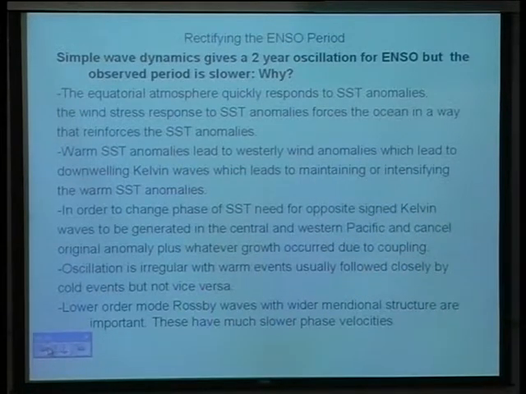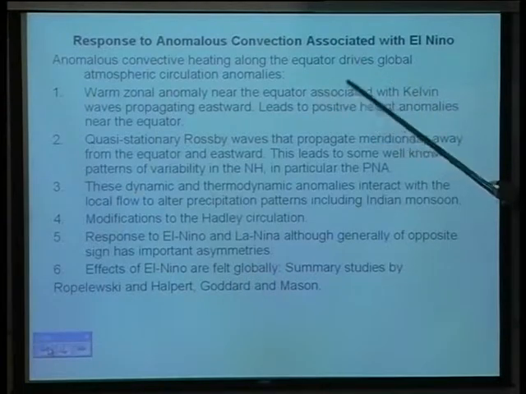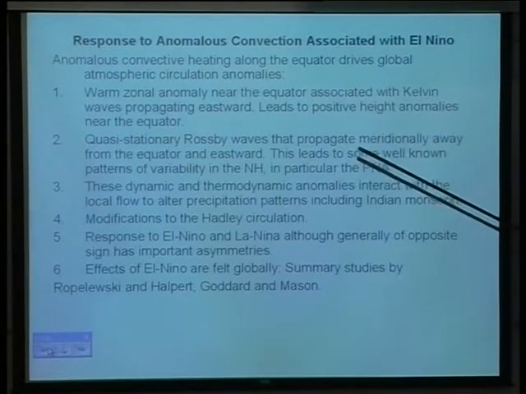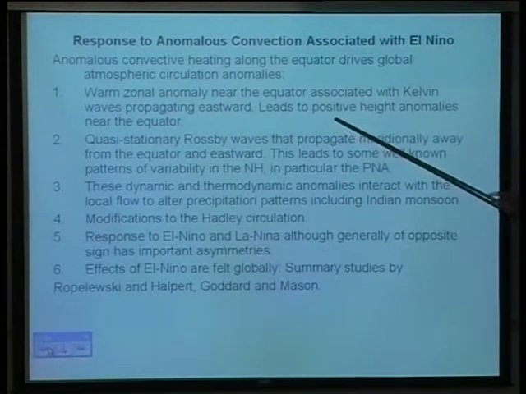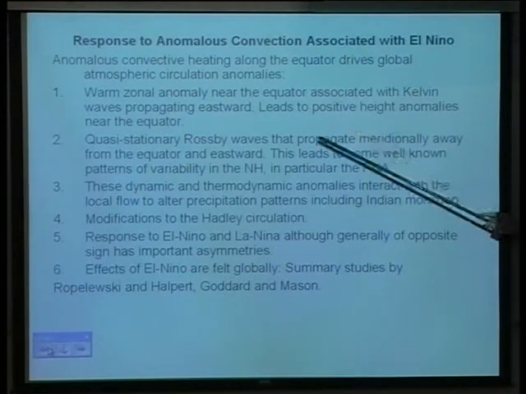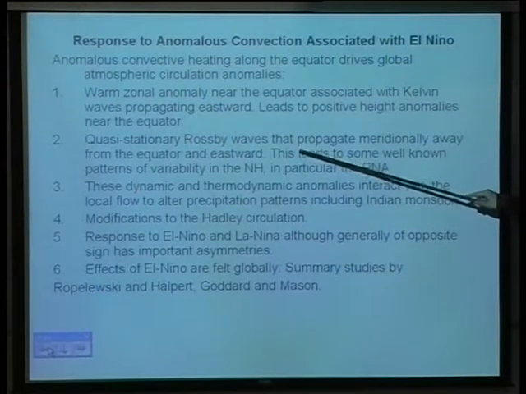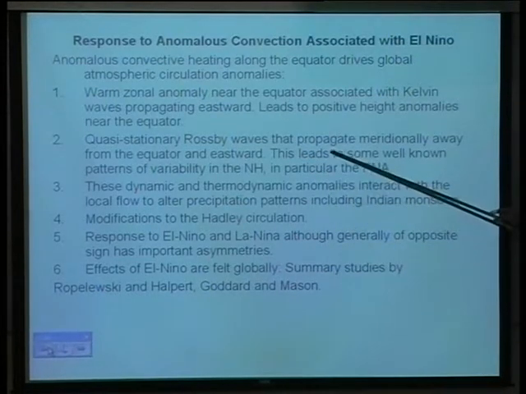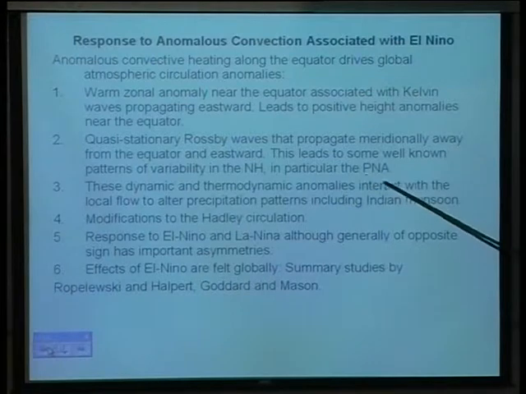So is that okay? Okay, so then we talked a little bit about this response to anomalous convection associated with the El Nino. This anomalous convection drives global atmospheric circulation anomalies. And so this convection will lead to positive height anomalies along the equator, which get communicated very quickly by atmospheric Kelvin waves. From west to east, the signal will propagate all the way around, so we'll see a figure of this. There will also be what are known as quasi-stationary Rossby waves that will propagate meridionally away from the equator and eastward.